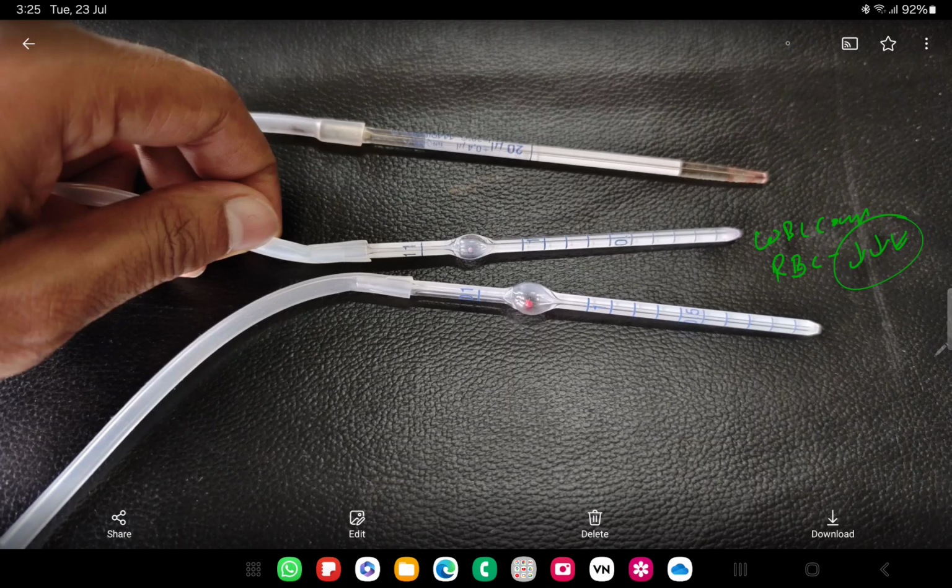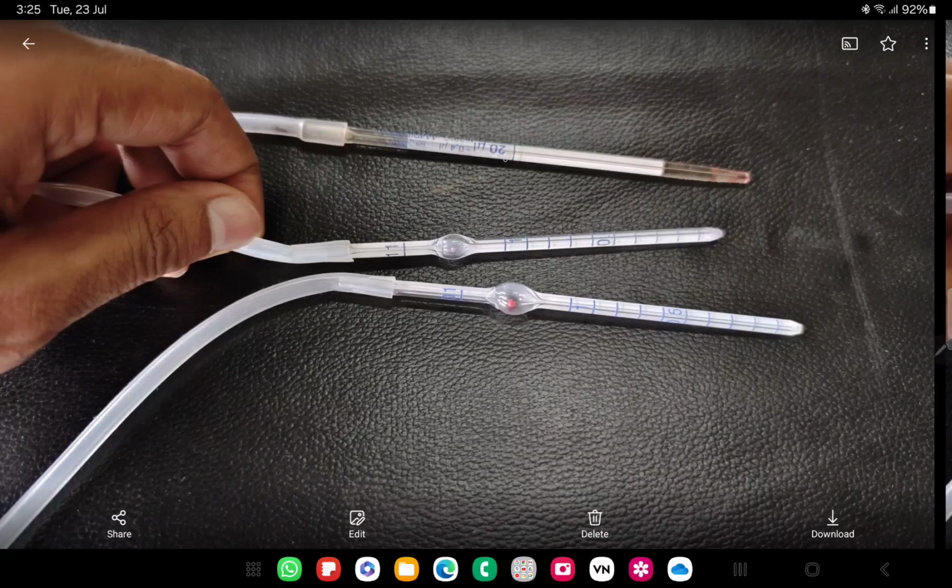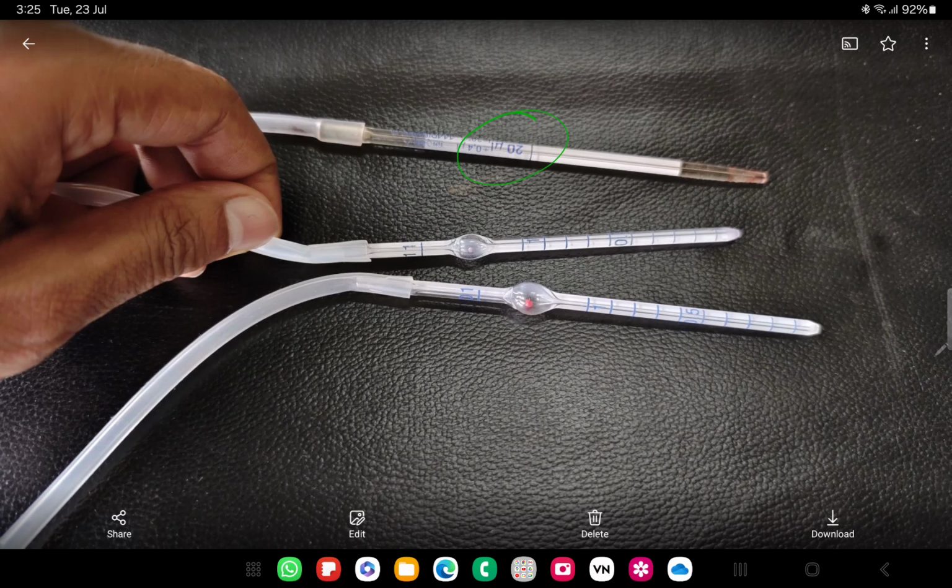Okay. Now let's move to the third pipette. Identify the third pipette. Obviously this is the hemoglobinometer pipette. So the first point is to identify the pipette: hemoglobin pipette or hemoglobinometer pipette. Just write hemoglobinometer in full, pipette. Don't forget to mention pipette.